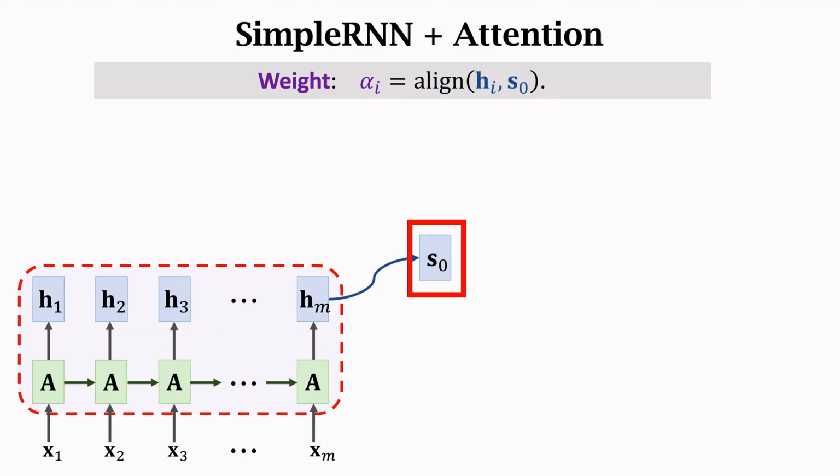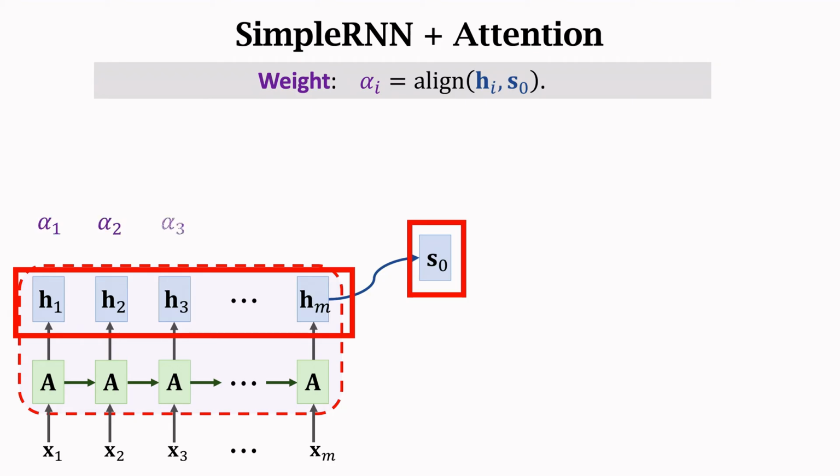The encoder has a total of m state vectors, H1, H2, H3 to Hm. So there will be m weights, alpha 1, alpha 2 to alpha m. Each alpha corresponds to an H vector. The alphas are between 0 and 1, and they add up to 1. Next, I will show you how the weights are computed.